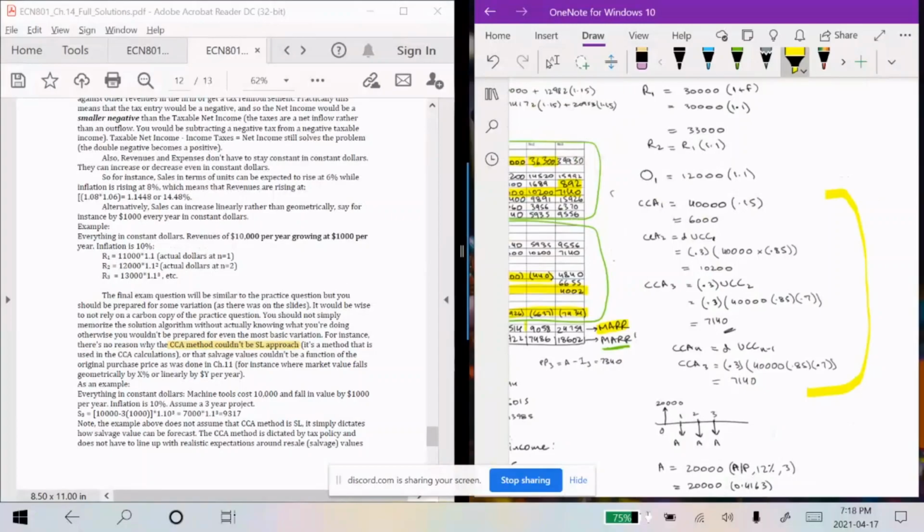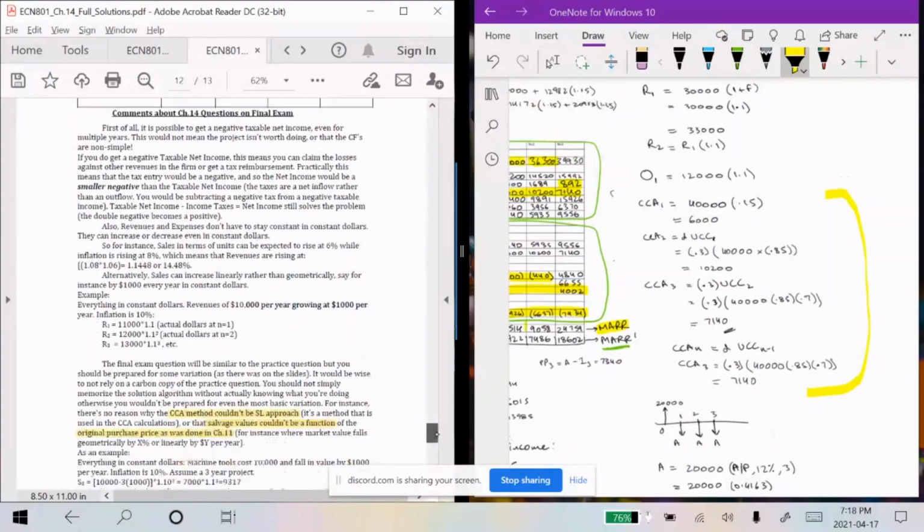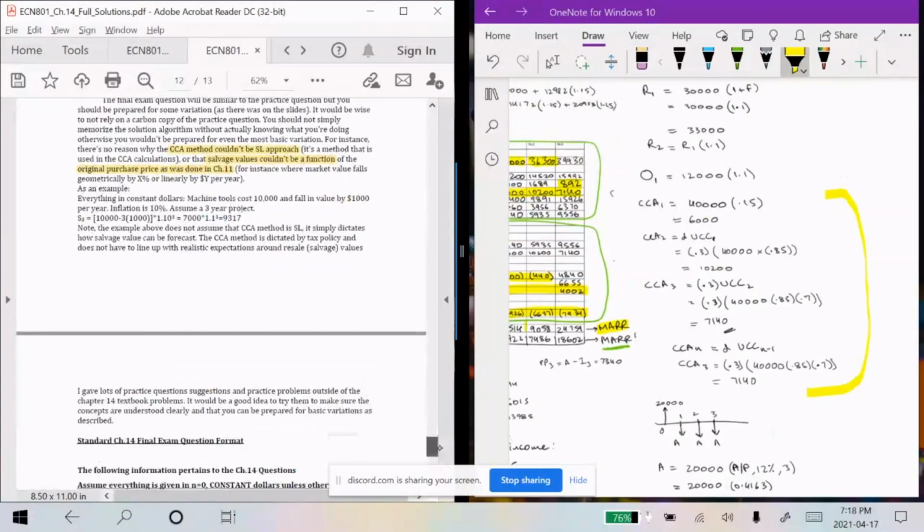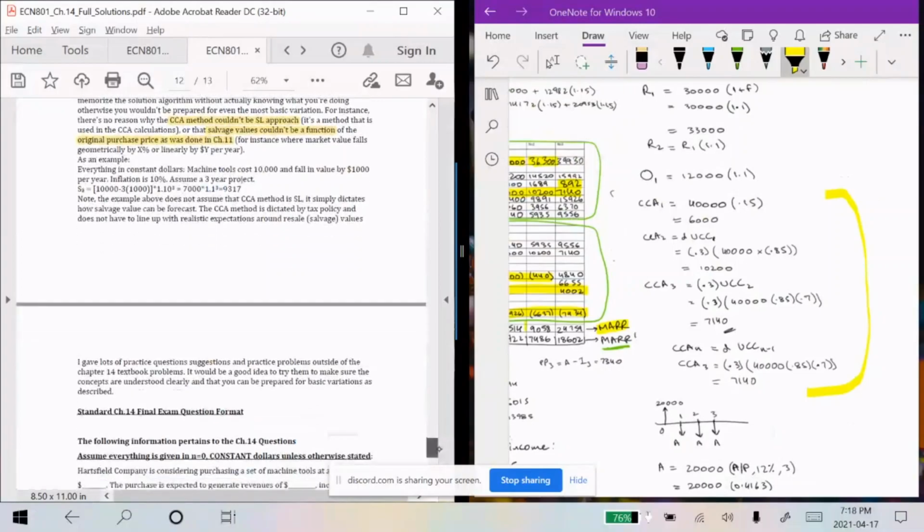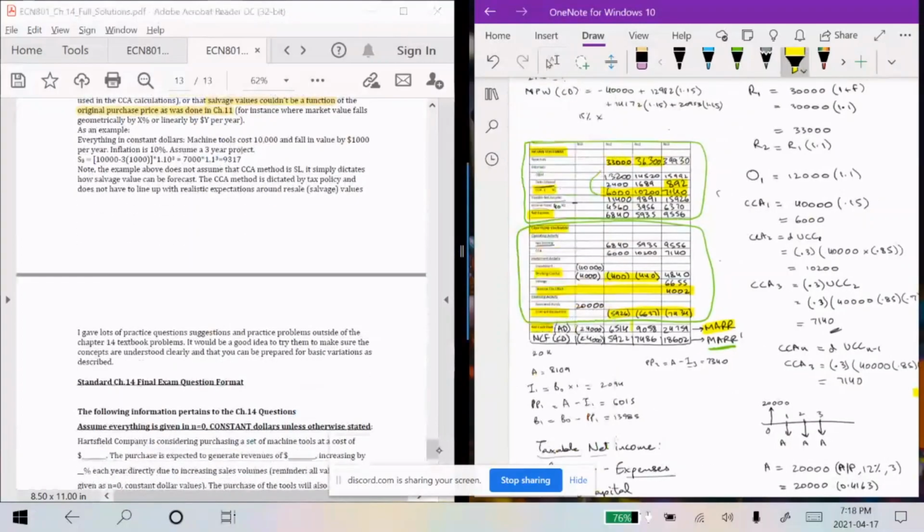The salvage value could keep decreasing. You mentioned that here. The salvage value could be a function of the original price, as it was in chapter 11. So these small changes or variations could be there in the final exam question, but the basic layout and the way to proceed is the same. Start with the income statement, the revenues, inflate those, get the actual dollar cost, all these. Then you just do all that again. That's pretty much it.